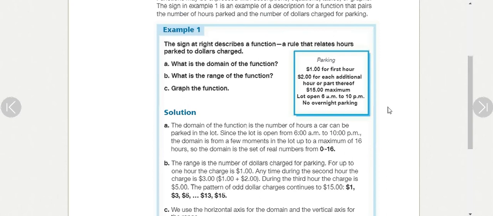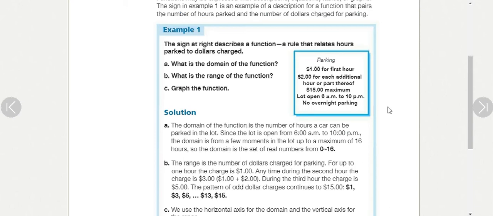So the domain is 0 to 16. No time, all the way up to 16 hours, and then you're supposed to be gone. So we're not going to count those hours, any values outside of 16. That amount of time determines, put it through the rules, the output, the range, the things that match up to the domain, and that's the price. And that's why you can only have one range for a domain.